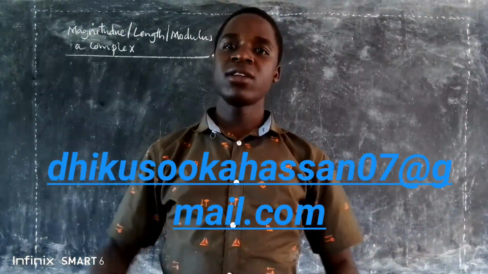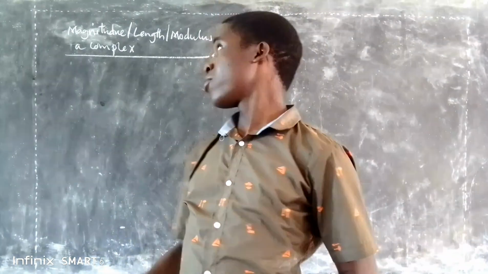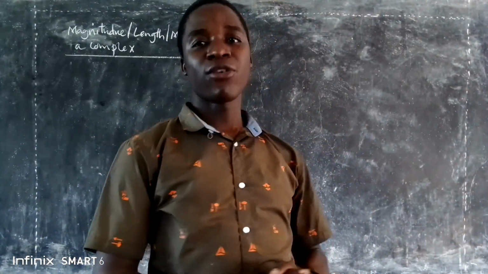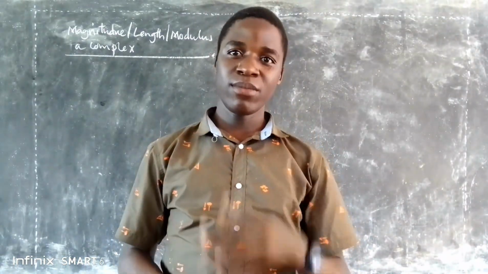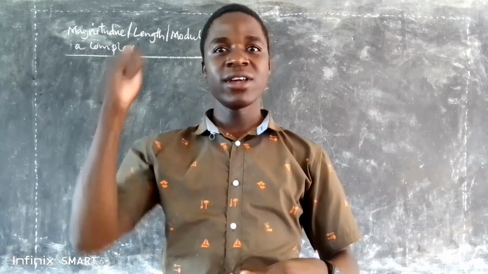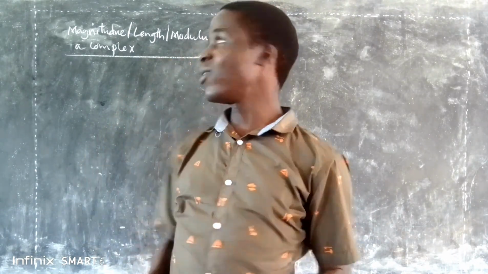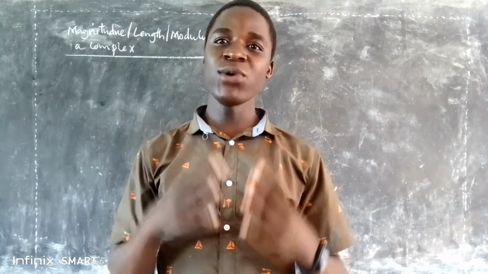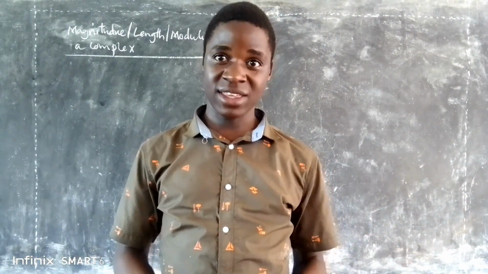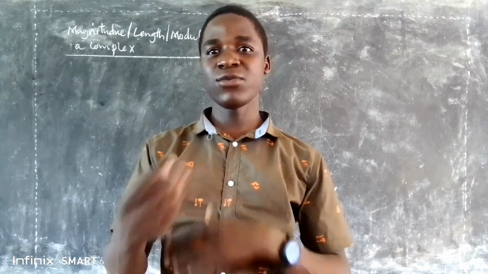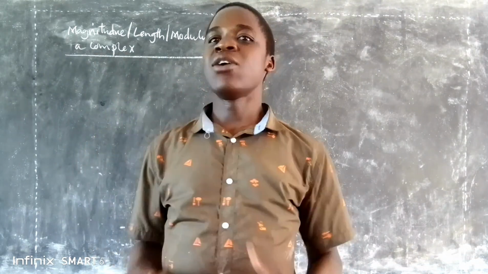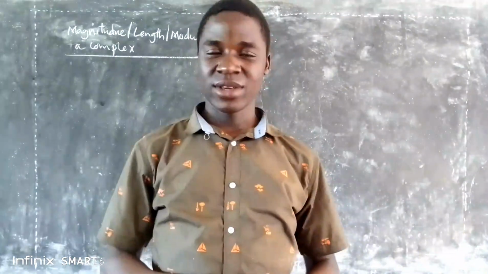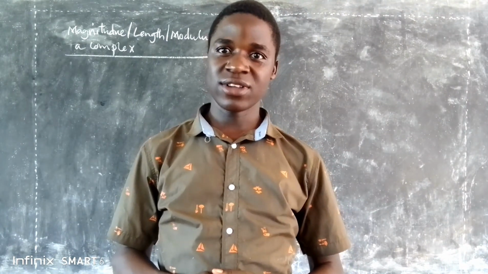At this particular moment, allow us to look at this one. Here we are looking at the magnitude of a complex number. It can be called magnitude, or length of a complex number. It can also be called the modulus of a complex number. They all mean the same thing. Why do we call it magnitude? Why do we call it length? Or why do we call it modulus? We shall go into details and see.